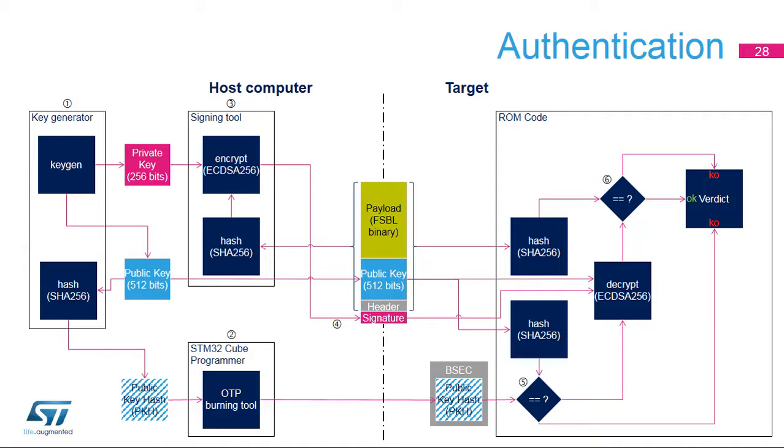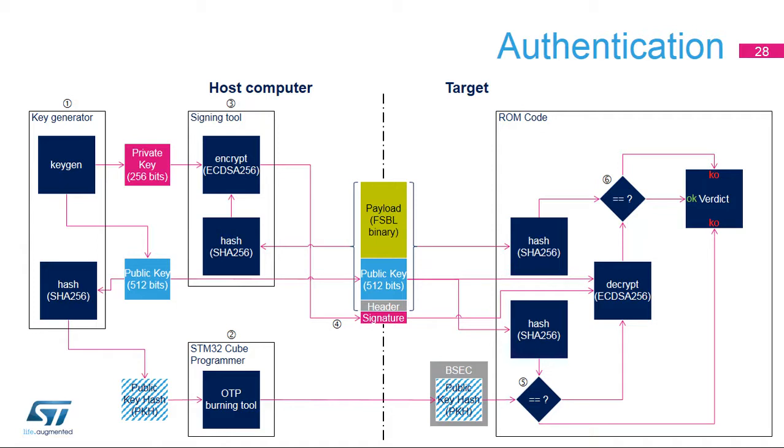This diagram explains the complete flow that is put in place to perform FSBL binary authentication with the ROM code. 1. First of all, the key generator tool is used on the host side to generate an ECDSA key pair, so a private key and the corresponding public key. The tool also generates a public key hash via an SHA-256 operation. 2. STM32 Cube Programmer includes an OTP burning tool that can be used to write the public key hash into the STM32MP1 BSEC non-volatile memory.